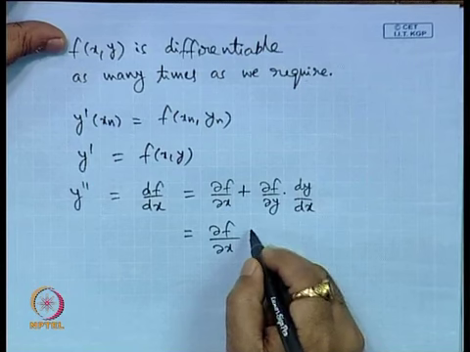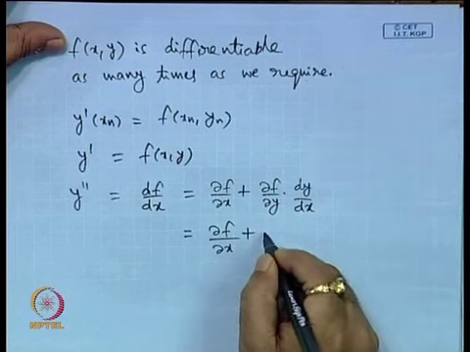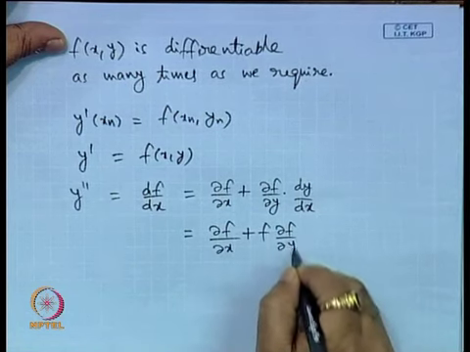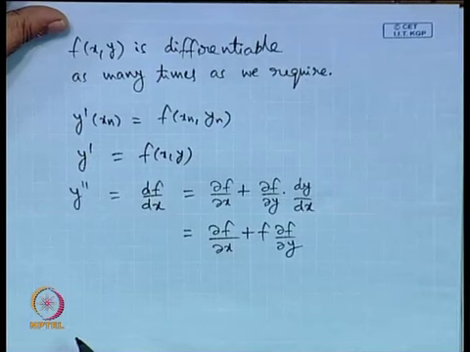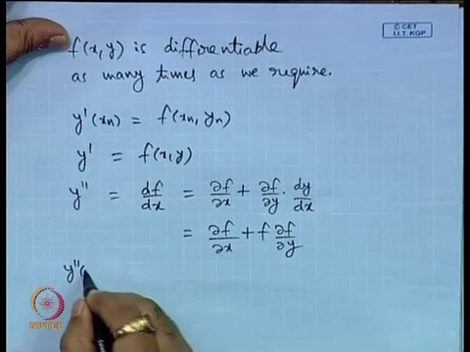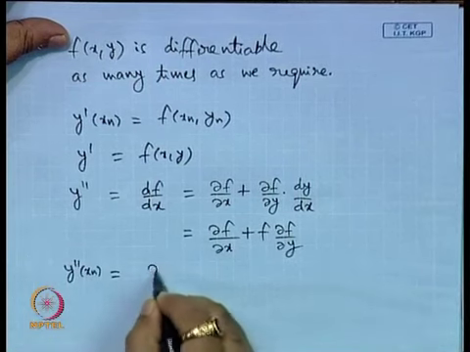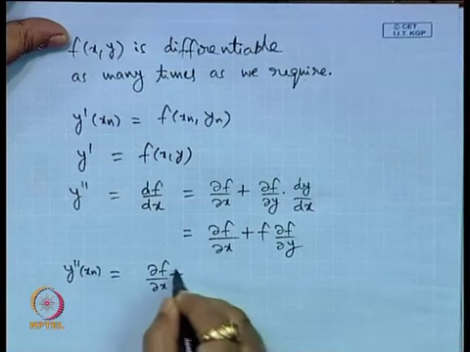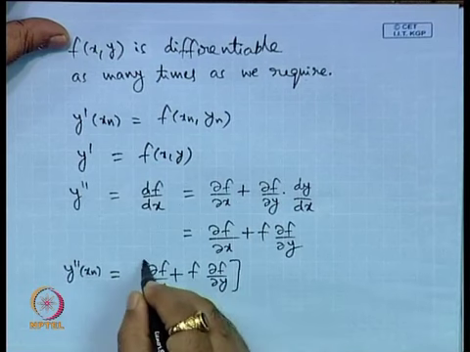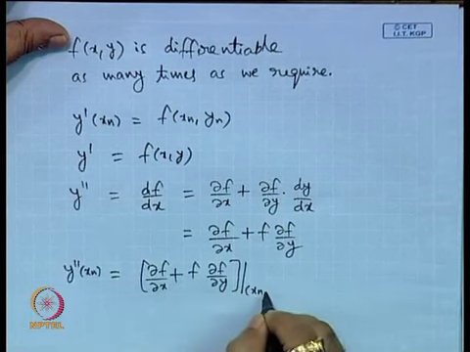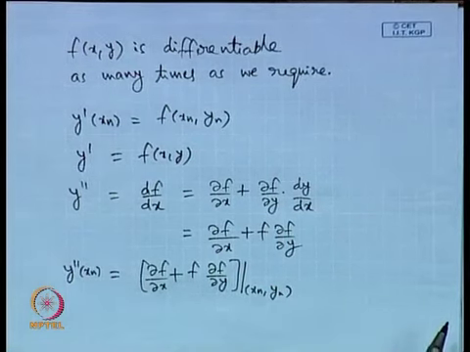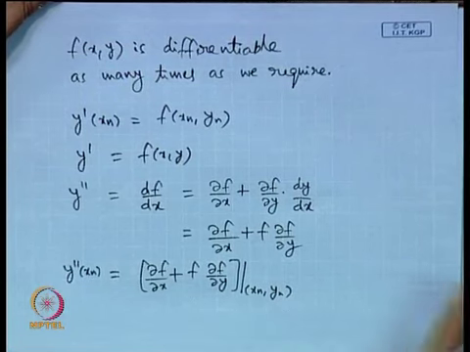Yes, you are true, dy by dx is f. So, we need y double prime of x n, this will be dou f by dou x plus f dou f by dou y at the point x n, y n. Similarly, all other higher order terms can be computed.